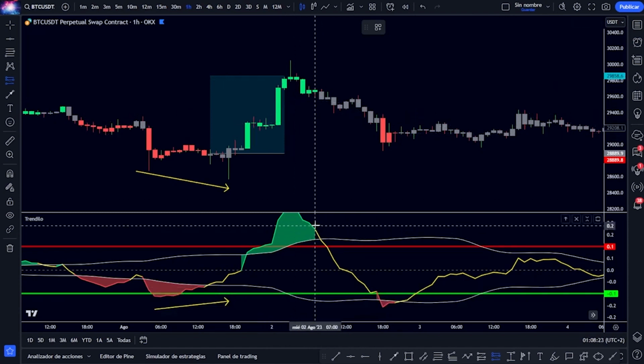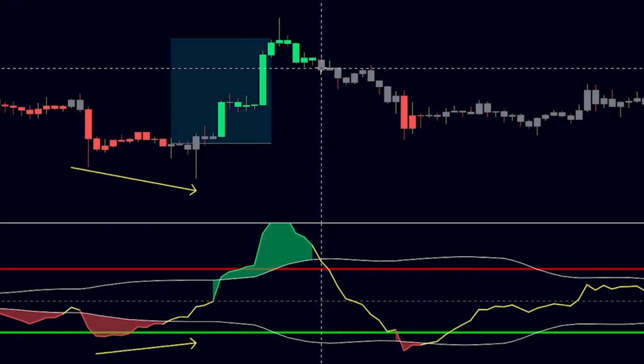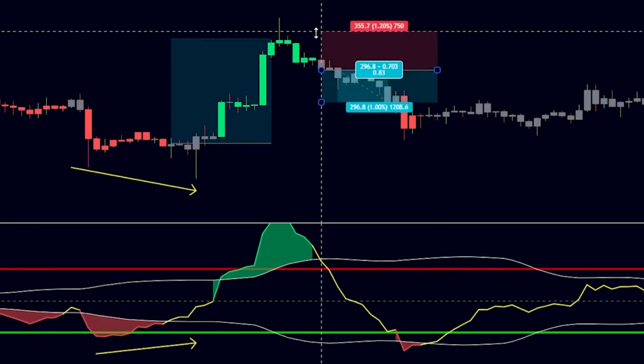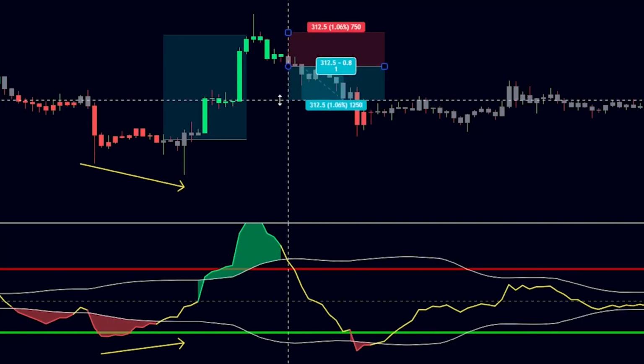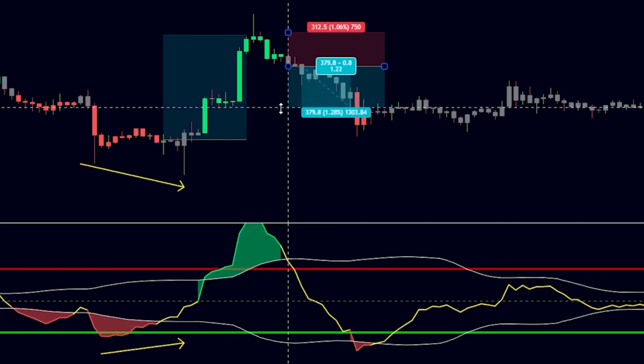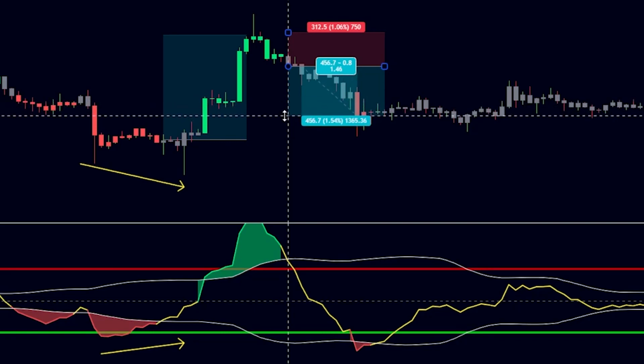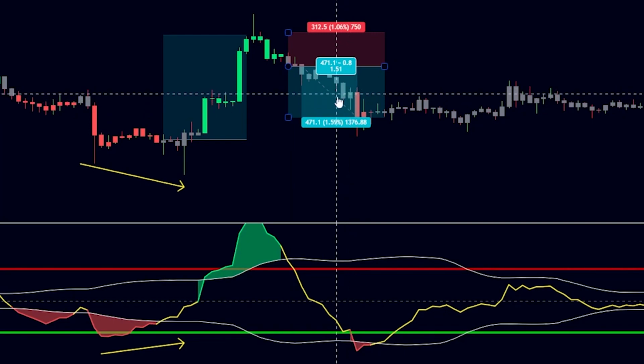Simply, for example, in this new entry that the indicators show us, we would place our stop loss above the previous structural maximums, and we would look for a ratio of 1:1, where we would take profits of half of our operation, and then we would place a second take profit in the ratio 1.5, always assuring profits.